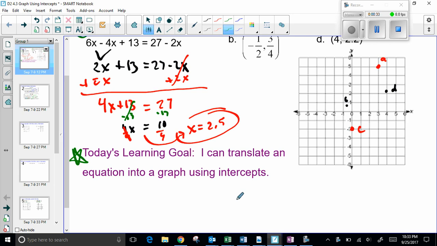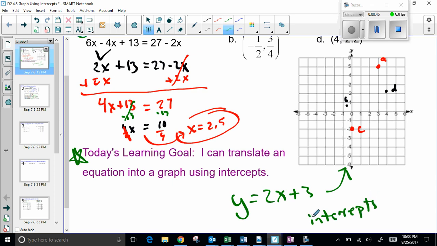So if they give me an equation like y equals 2x plus 3, I can put that onto this graph using intercepts. You may or may not know what those are. I'm going to try and define that for you real quick. It's a simple concept, but sometimes we miss out on the opportunities to use them. So it's one way to graph our function.